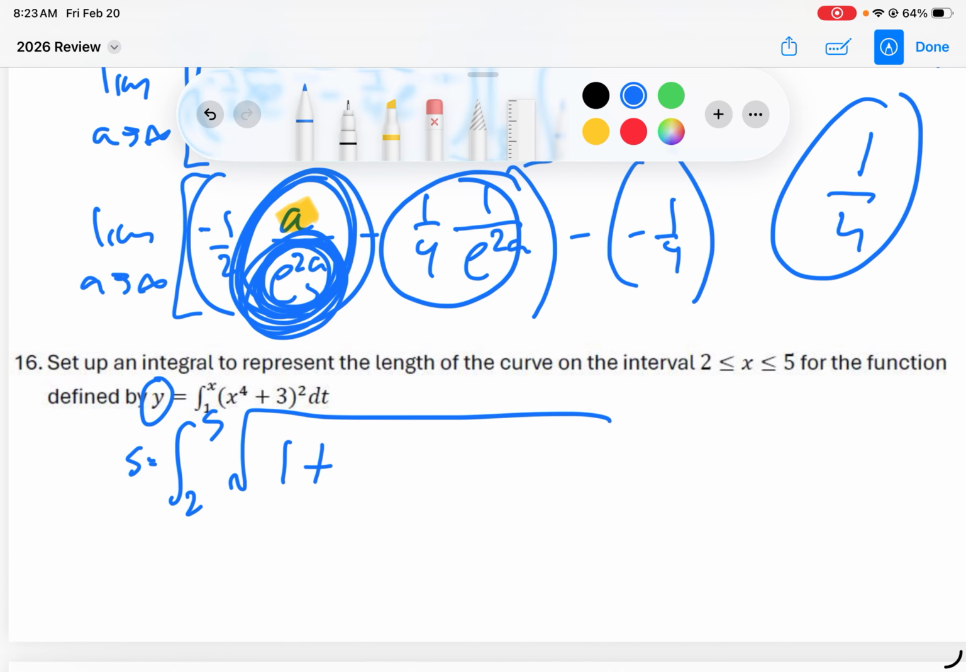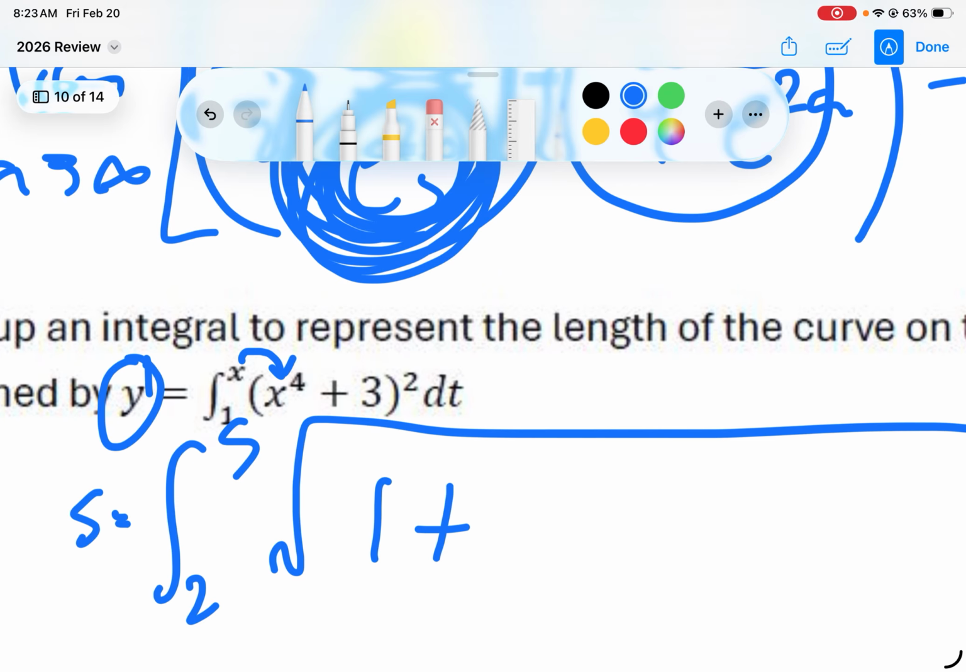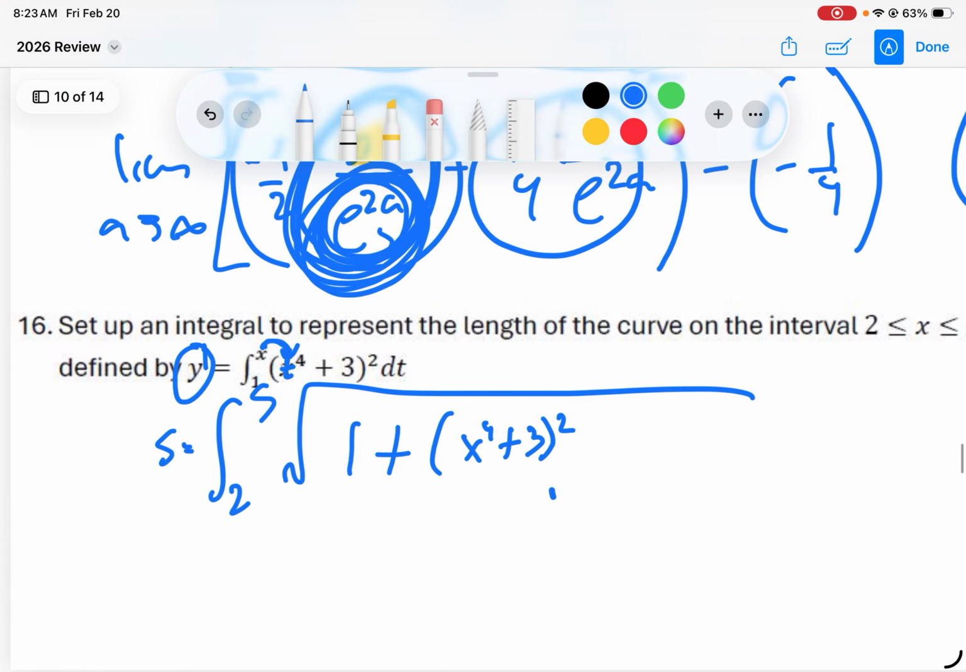The derivative of y. Well, the derivative of this is an accumulation function, where I just plug in x here. Oh, crap. This should be a t. I typed this wrong. Those can't be the same letters. So plug in x in here, and the derivative is just x to the 4th plus 3 squared. That squared would be the integral setup.